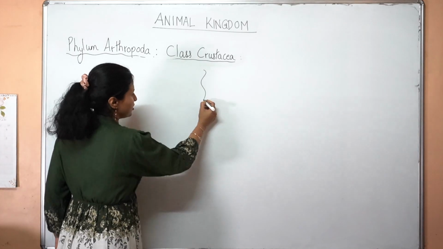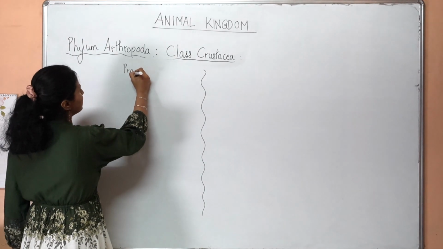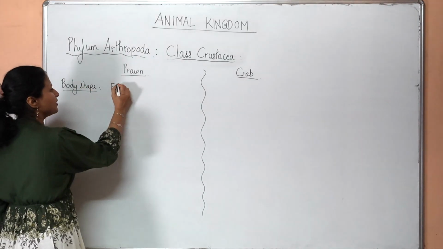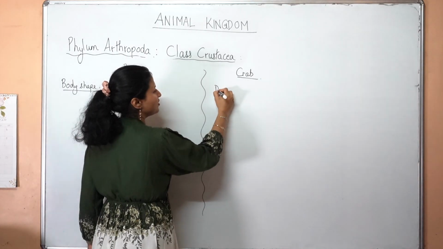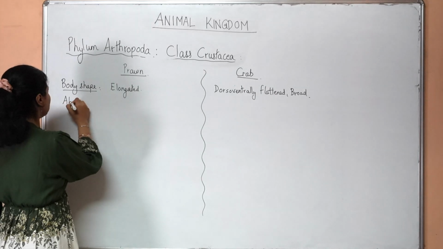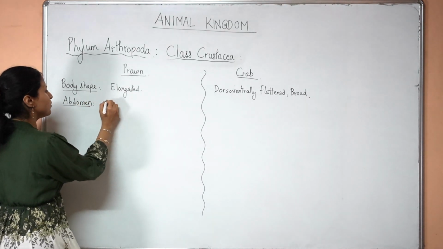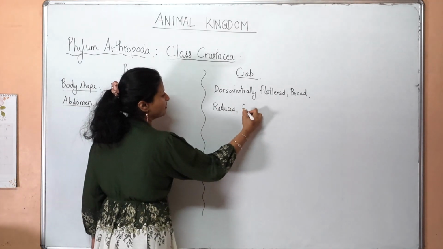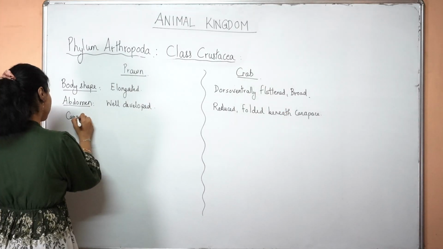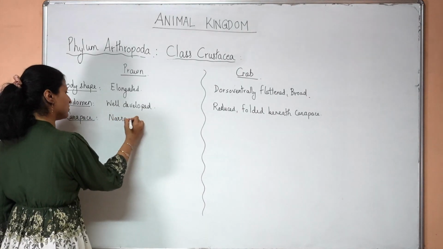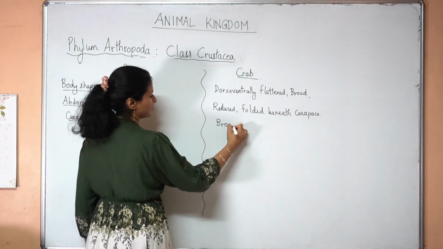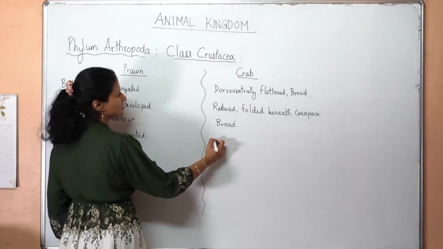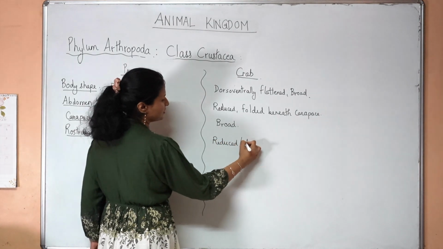Let us quickly differentiate between the features of prawn and the crab for a quick revision. Body shape: in prawn it is elongated, in crab it is dorsoventrally flattened and broad. Abdomen in case of the prawn is well developed, in case of the crab it is reduced and folded beneath the carapace. The carapace is narrow in case of prawn and it is broad in case of the crab. Rostrum is long and pointed in case of the prawn, and in crab it is very reduced or absent.